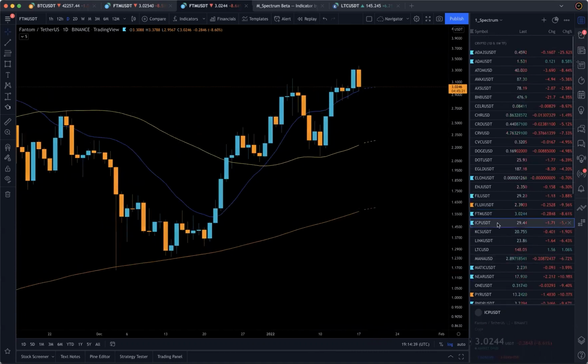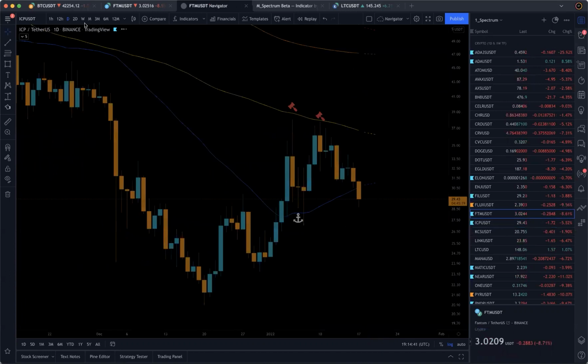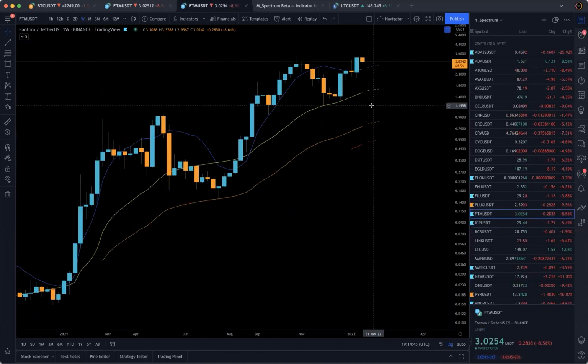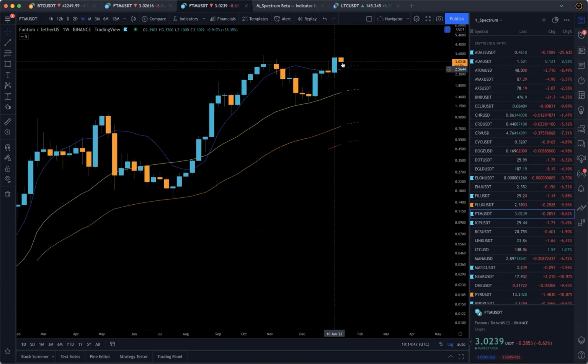Okay, so that's FTM. Have we seen it on weekly? Yeah, weekly is still nice. It's still away from the blue, which is fine. So this is the best case scenario on a weekly and daily. When you see a coin with the price above the blue, above the yellow, above the orange, in this order, in both 1 day and 1 week, that means it's the strongest coin. So if you want to know which are the strongest coins, that's the definition as per the spectrum.